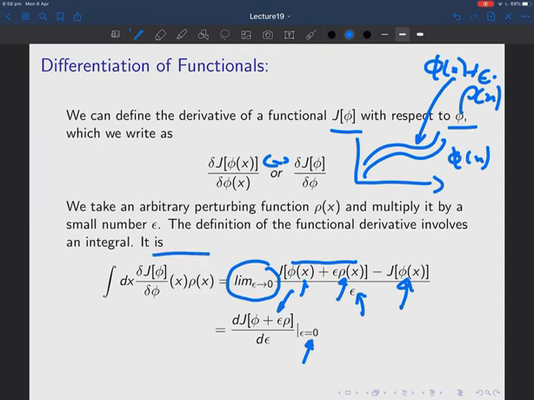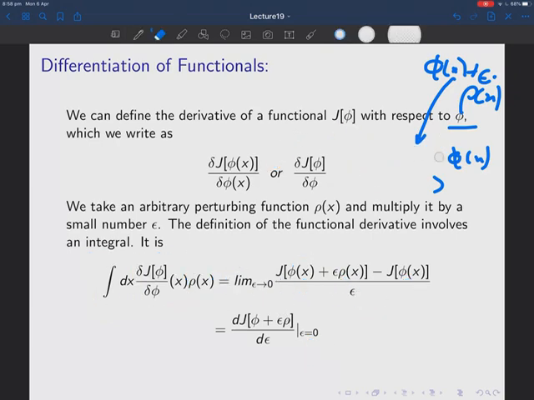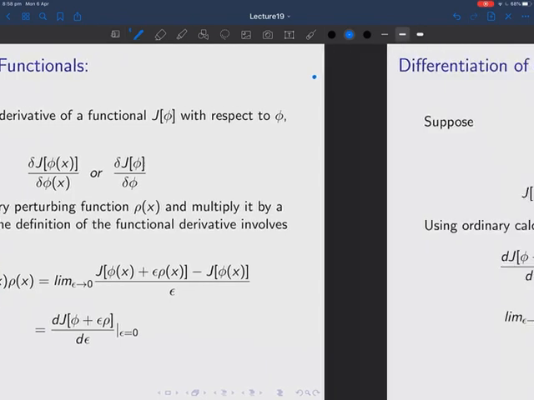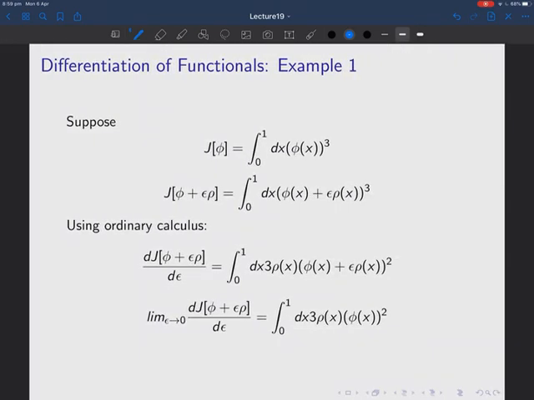And then we say that is equal to the integral over x of the derivative we're looking for times rho of x, for all rho of x. So this is a quite complicated definition, but it's an algorithm you can follow, in fact, for anything. This defines the derivative. We define the derivative by doing an integral, and then we do dj of phi plus epsilon rho d epsilon at epsilon equals 0. And that ultimately will give us this thing itself here, although it's not clear from this slide that's true, but let's go for some examples.